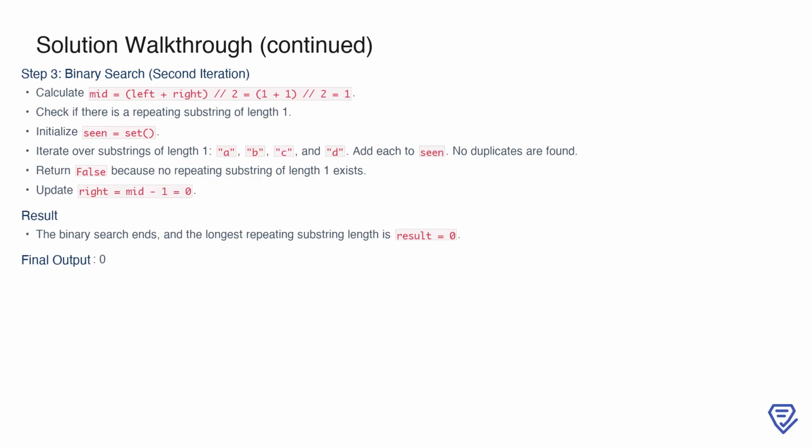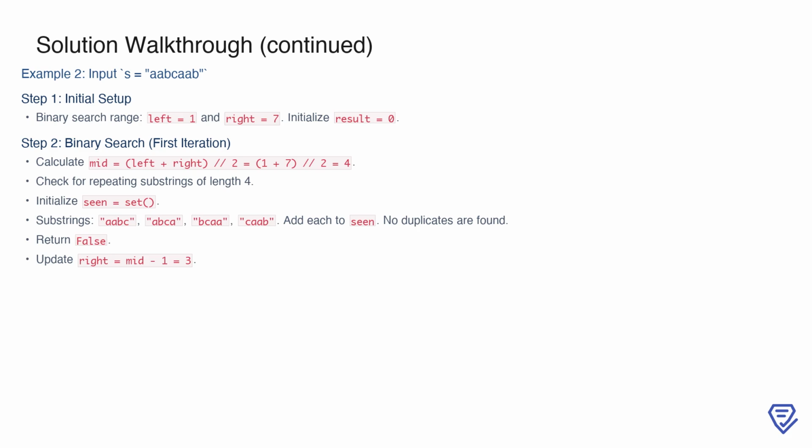At this point, we update the binary search range again by setting right to mid - 1, which now makes right equal to 0. Since right is less than left, the binary search terminates. The value of result, which remains 0, is returned as the final output, indicating that the input string abcd does not contain any repeating substrings.